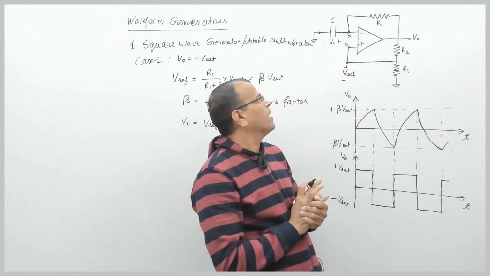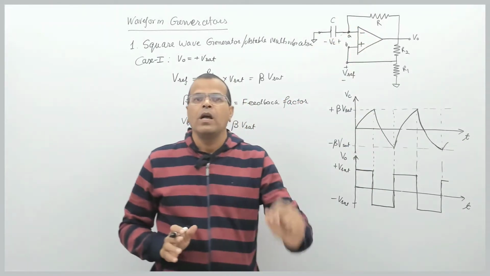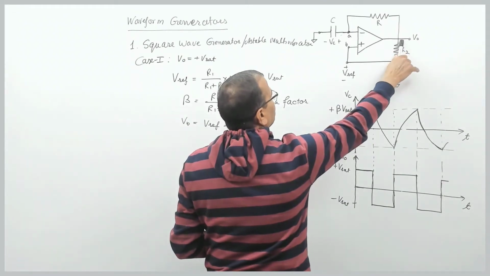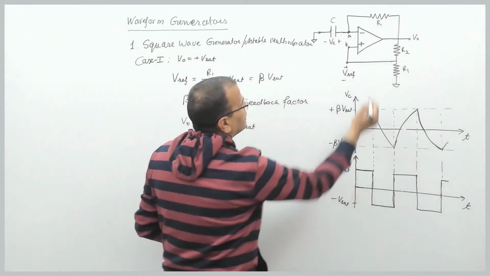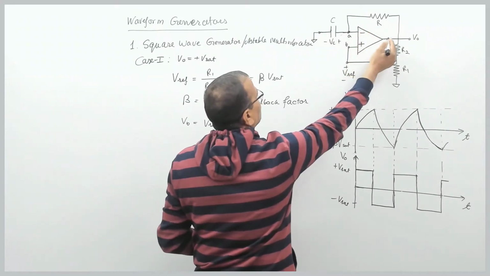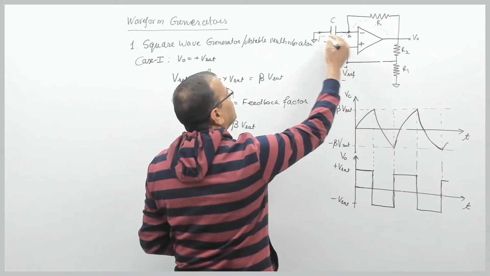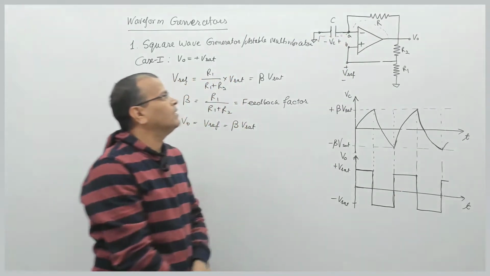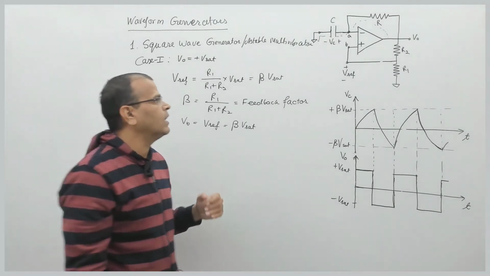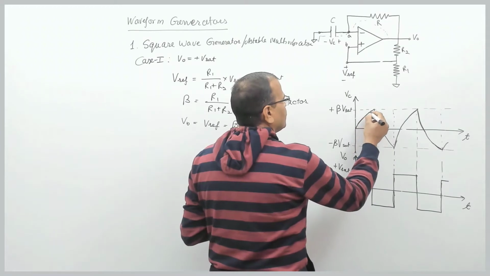Fine. Now, what will happen to this part of the circuit? The moment the output voltage becomes plus Vsat, the capacitor starts charging through resistance R through this path. A current starts flowing which is responsible for charging of the capacitor. So the capacitor starts charging. You can please see the capacitor starts charging, right?